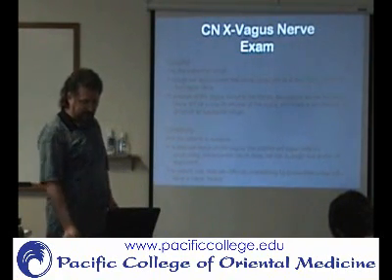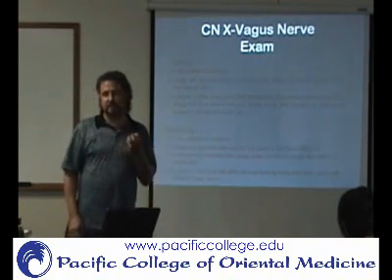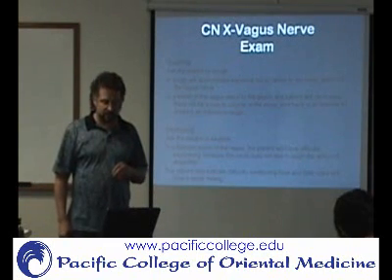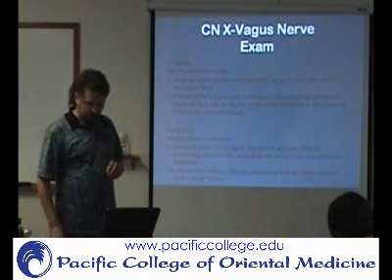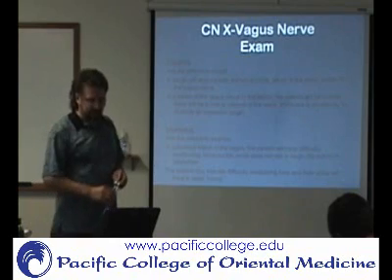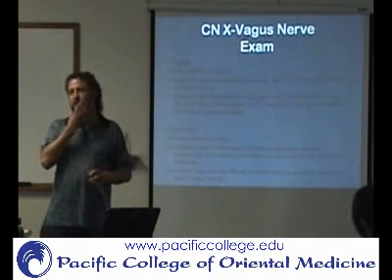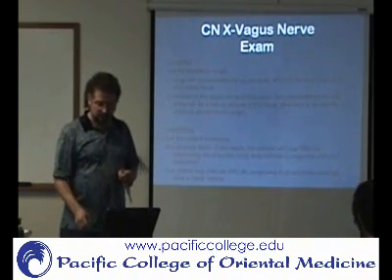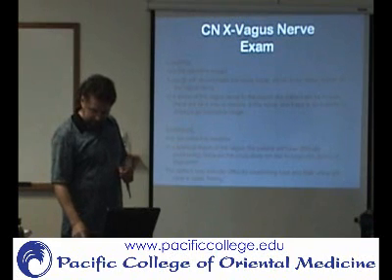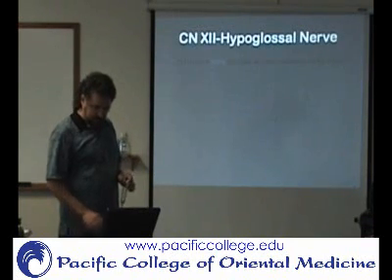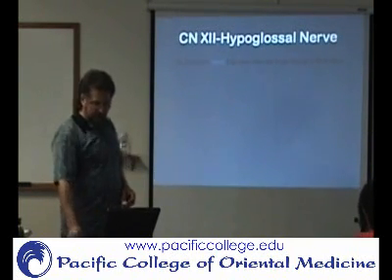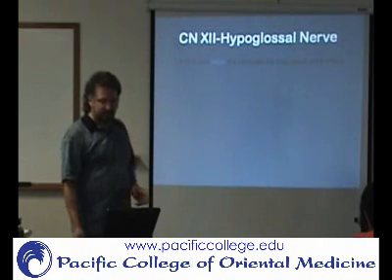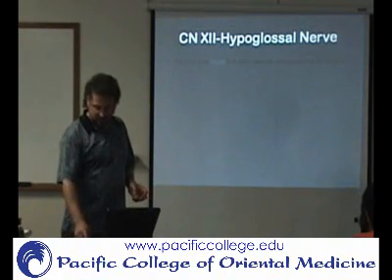So basically, it's going to move the vocal cords, so that's the motor part of the vagus nerve. And then you ask the patient to swallow. So again, you're moving the muscles in the pharynx and the larynx. And then hypoglossal nerve is a motor nerve that innervates the muscles of the tongue.